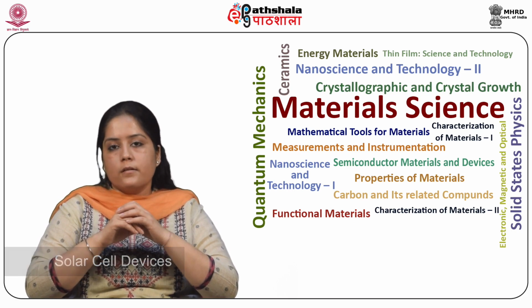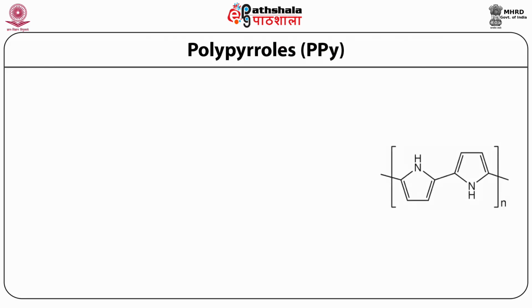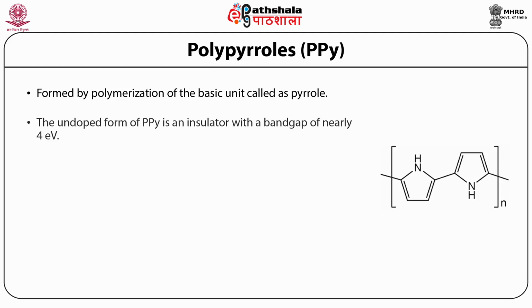The next type of polymer which we are going to discuss is polypyrroles or PPY. Polypyrrole is an organic polymer which is formed by polymerization of the basic unit called pyrrole. The schematic representation of polypyrrole is shown below. The undoped form of polypyrrole is an insulator with a band gap of nearly 4 electron volts.